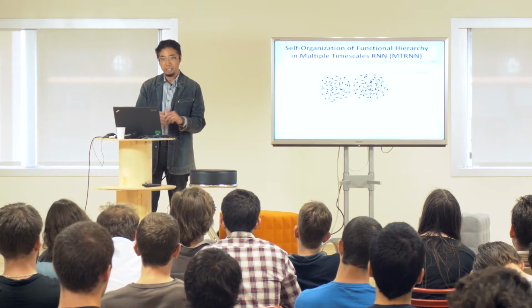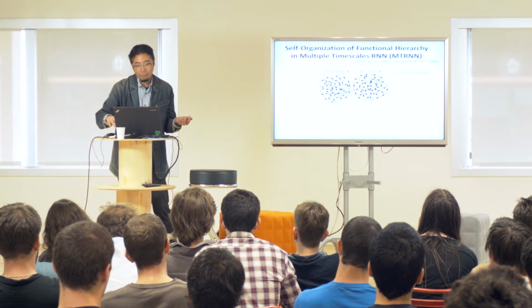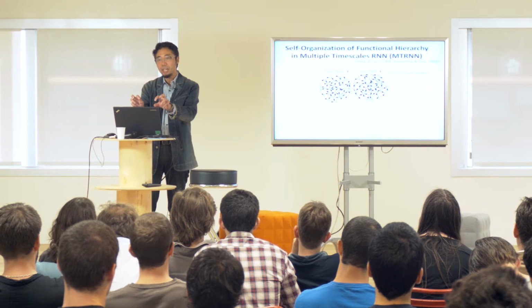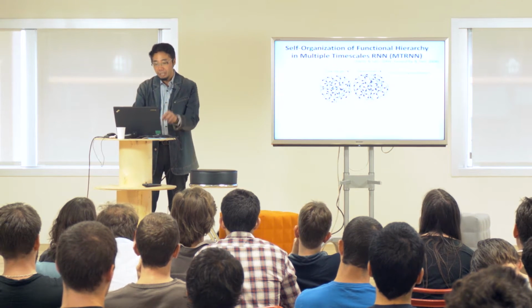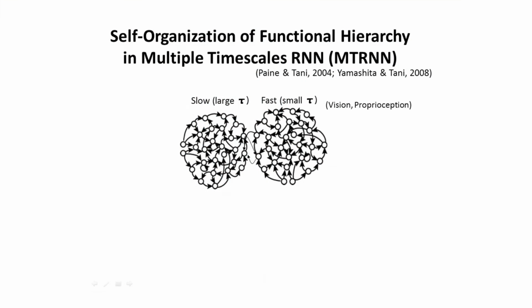For this purpose, we proposed the so-called multiple timescale recurrent neural network. It's a neural network, but a very abstract one. It consists of dynamic networks with different timescales. For example, in this case, this part is a slow dynamics network, characterized by a large time constant tau, and this is a fast dynamics network, characterized by a small time constant tau.